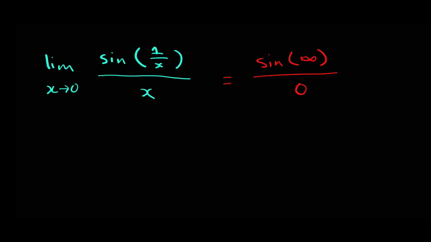Alright, so now we have sine of infinity over 0. And this doesn't actually become an indeterminate form, because sine of infinity doesn't approach a single value, it just oscillates between -1 and 1. So because sine of infinity doesn't actually approach a single value, that means that there is no limit. So the limit actually does not exist.